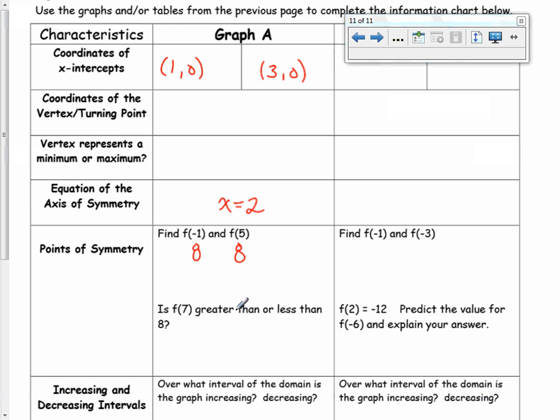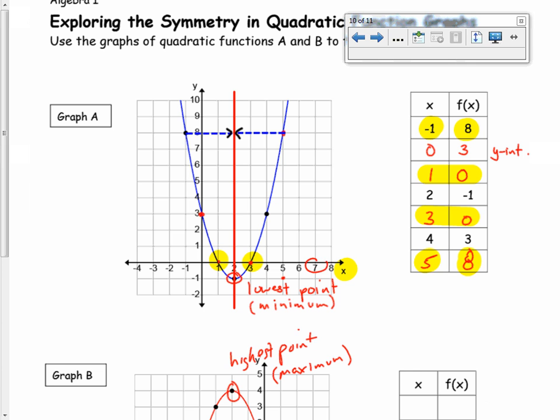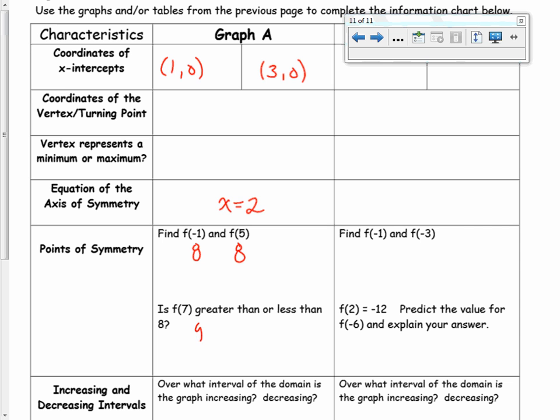Is f of 7 greater than or less than 8? Let's go back. And here's 7. As we look, we can't see that anywhere on our graph, and we don't have 7 in our table. But let's think about what's going to happen here. This parabola is going to continue up in this direction, increasing. If 7 is over here to the right of 5, and f of 5 was 8, well then f of 7 will certainly have to be greater than 8. This has got to be greater than.